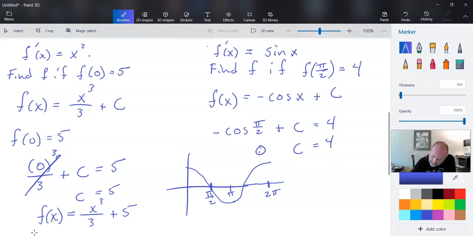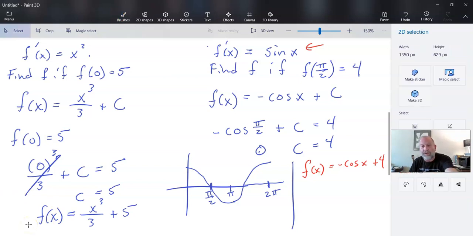So all we have to do now is put it all back together. Let me switch colors so it stands out. Here f of x would be negative cosine x plus 4 as a constant. And you notice if I take that derivative, I still get sine x, right? So the derivative is unique, but the function that it came from is not. It's kind of an interesting little relationship there.